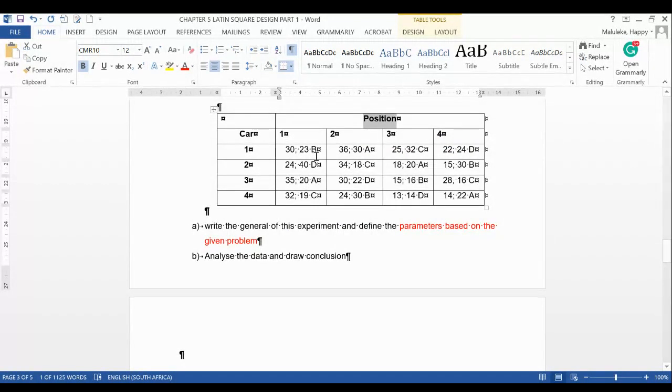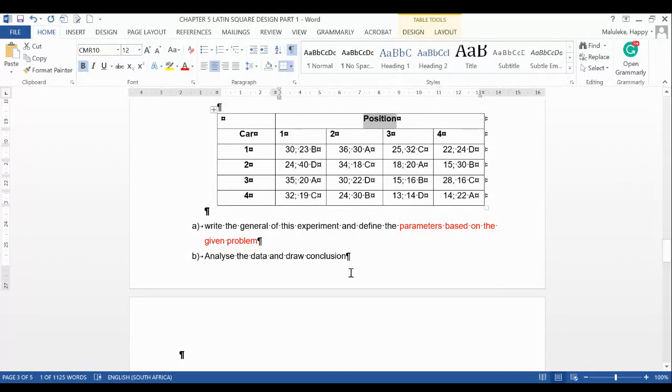Your treatment is what? Is the brand of the what? Of the tires. And the error is normally distributed around the mean of 0 and sigma squared. You have answered the question perfectly. So, analyze the data and draw conclusion.